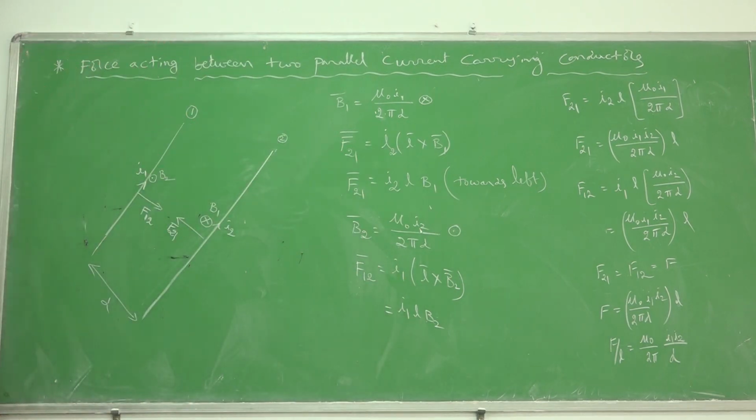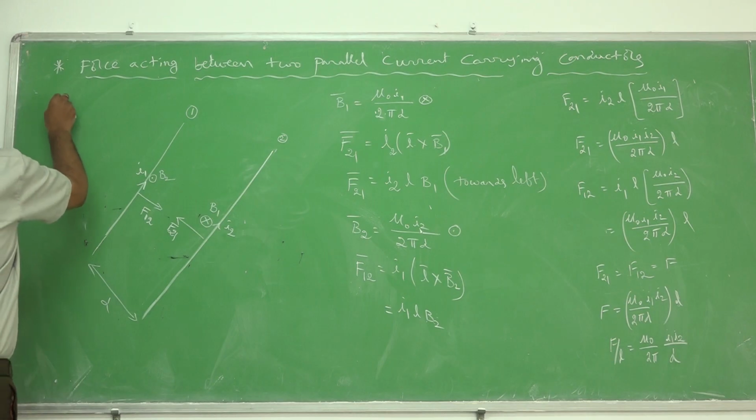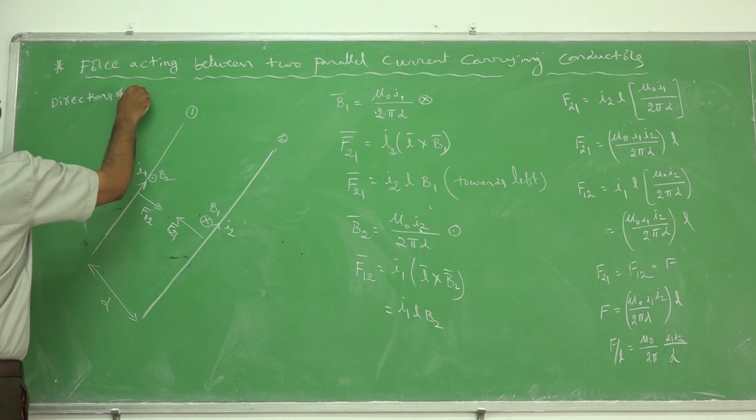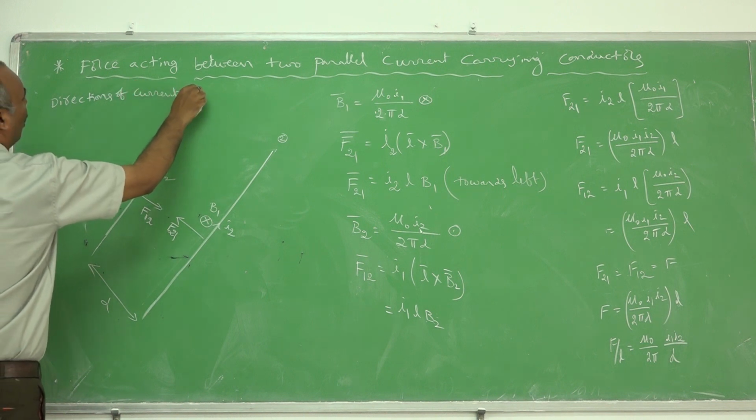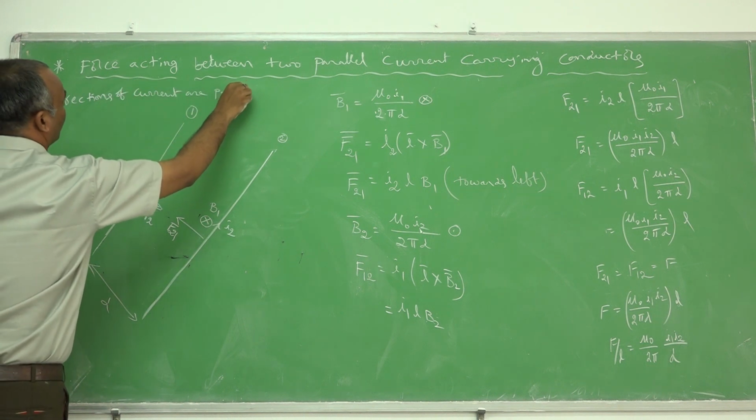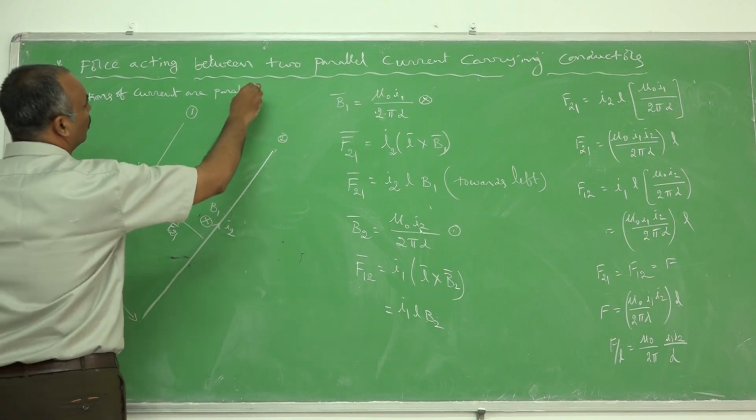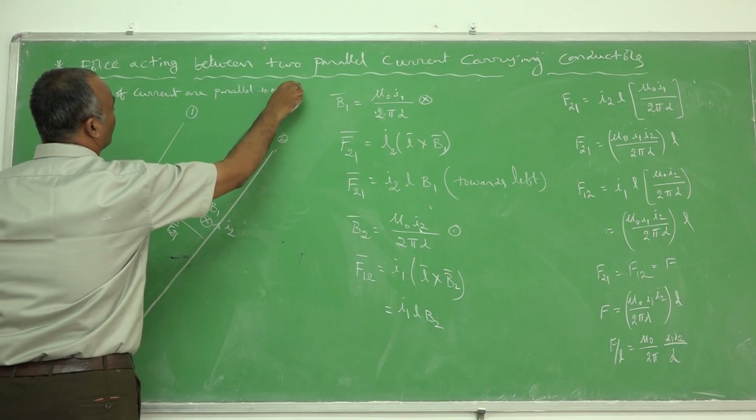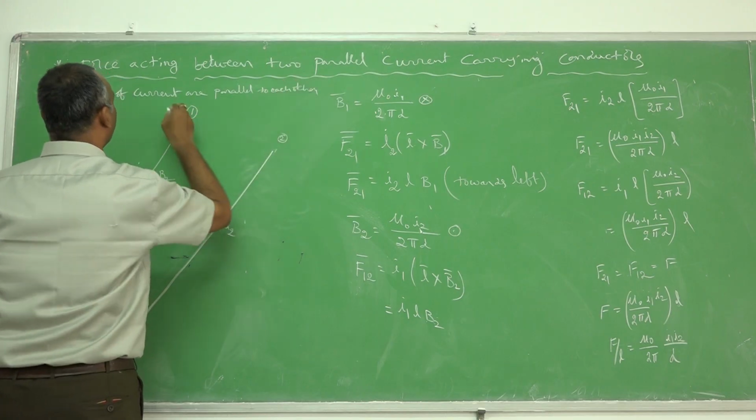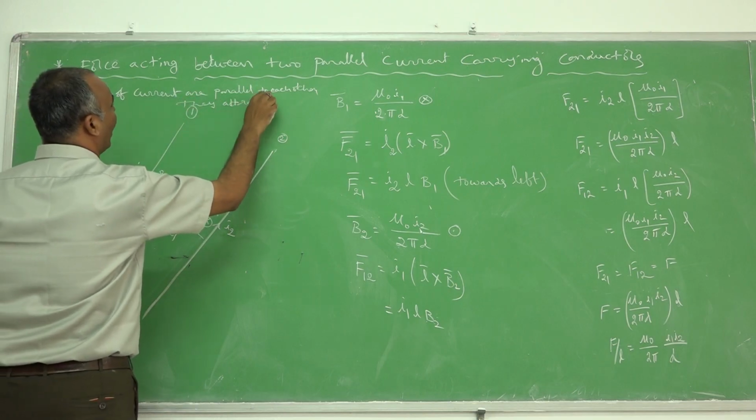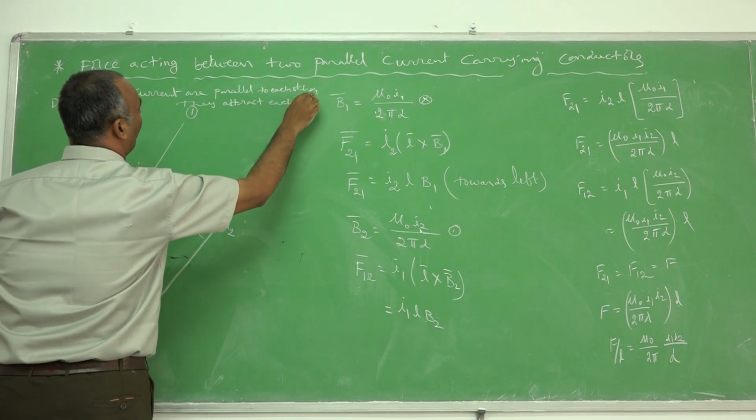Similarly, if both conductors are carrying current in the same direction, they attract each other. Directions of current are parallel to each other, they attract each other.